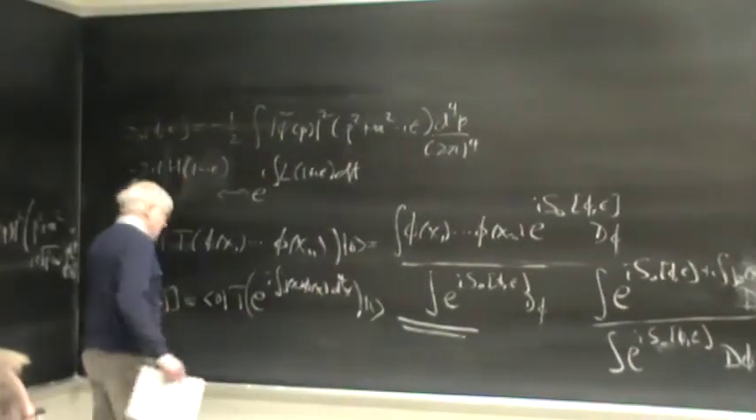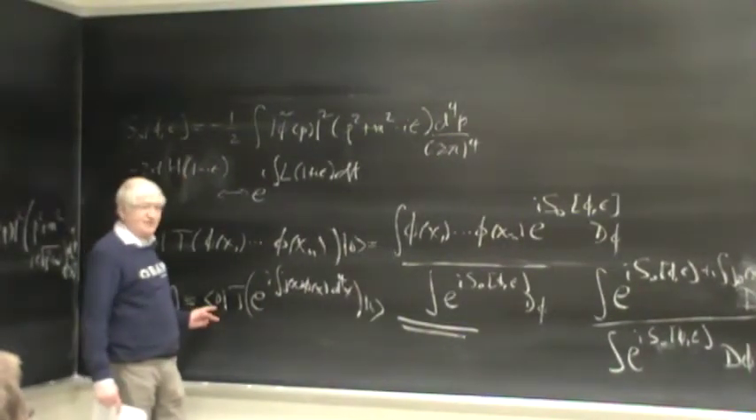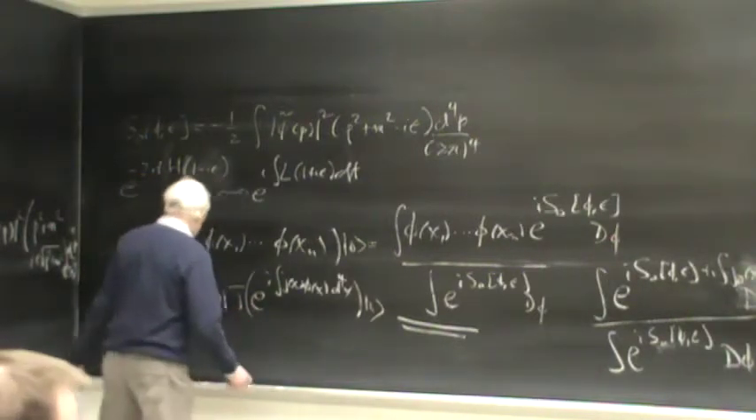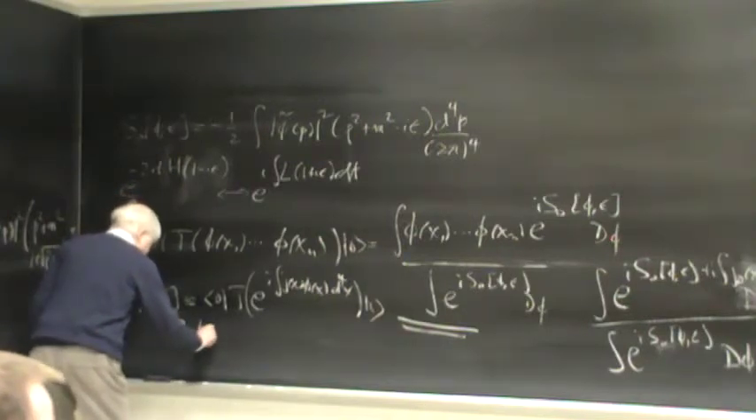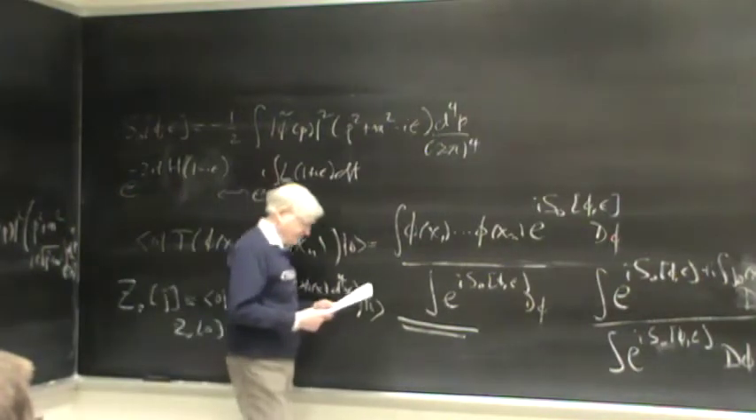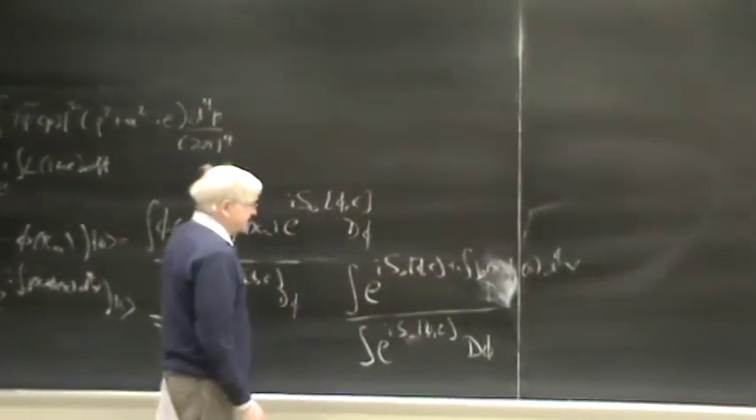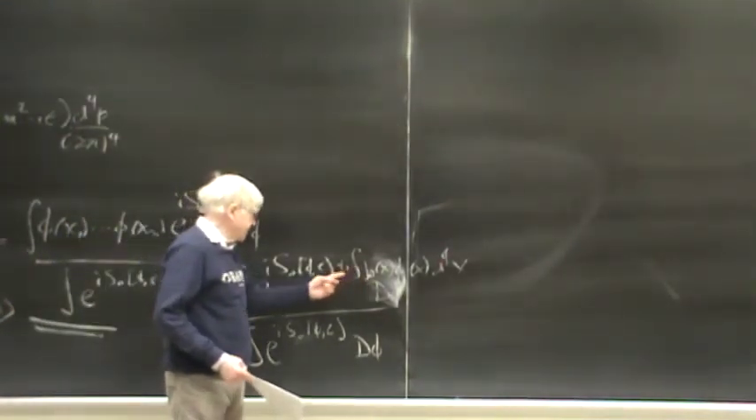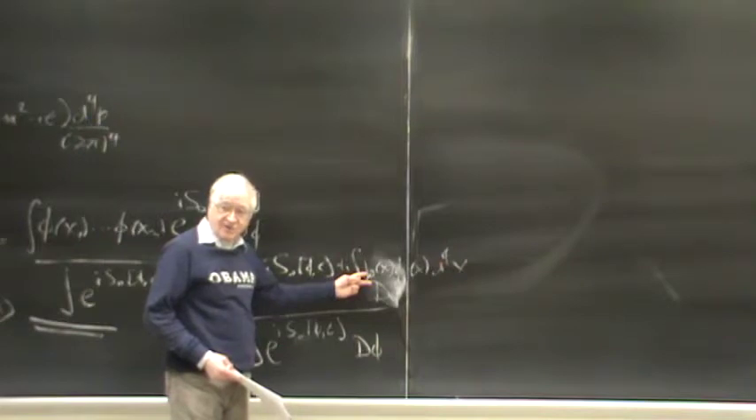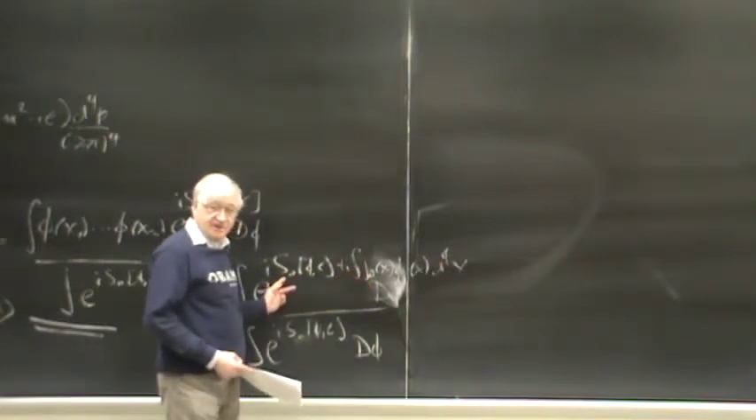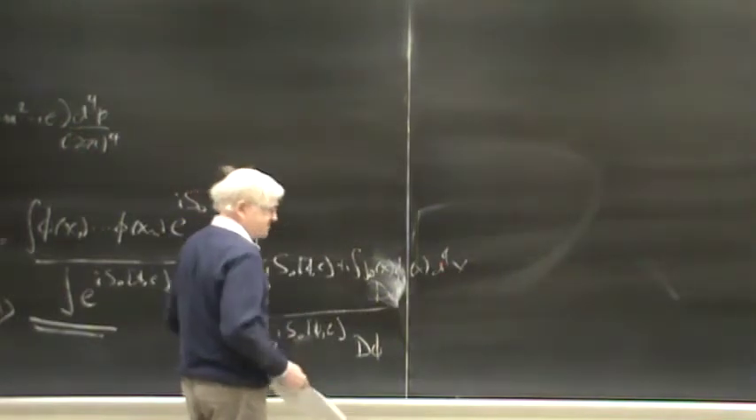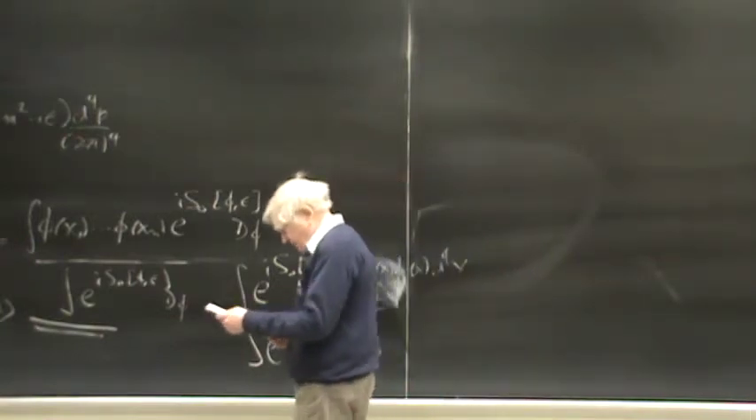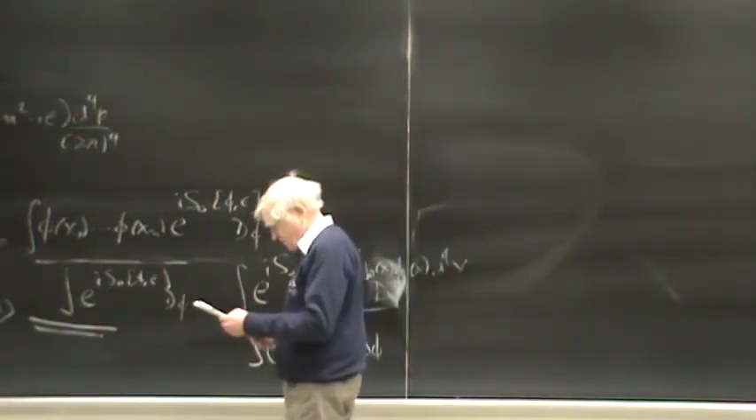Obviously, Z, if you set j equal to 0, you just get the mean value of 1 in a normalized state. That's 1. So Z0 of 0 is 1. Okay, so we understand that. On the other hand, we can rewrite, we can absorb this linear term, J0 phi, into S in a rather cute way. This is just this old completing the square business, which we all learned in high school.